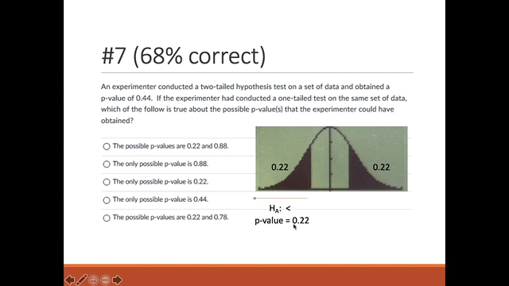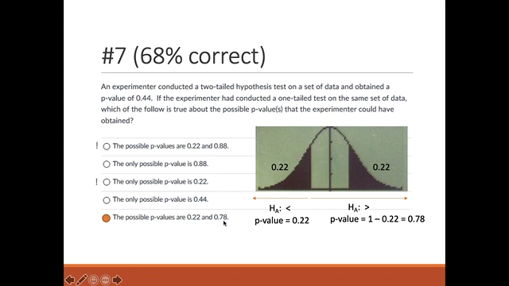So the p-value would be 0.22. But don't be fooled. If this is our test statistic, the alternative hypothesis could also be a greater than alternative. So the p-value could also be the area at the test statistic or above. So understand that would be 1 minus this 22%. That would be 78%. So there are 2 possible p-values. It could be either 22% or 78%.